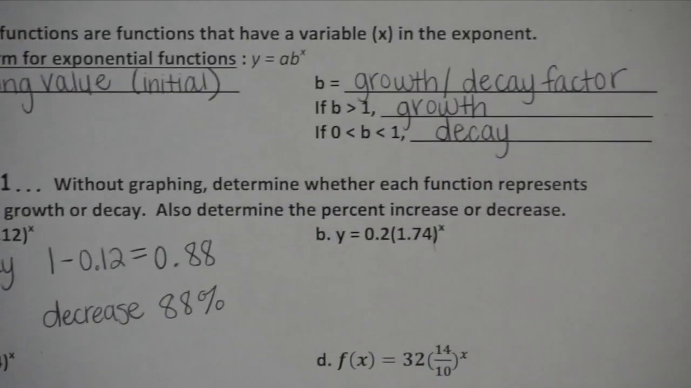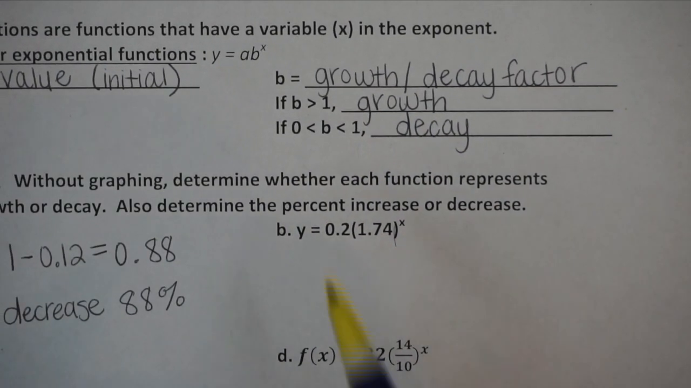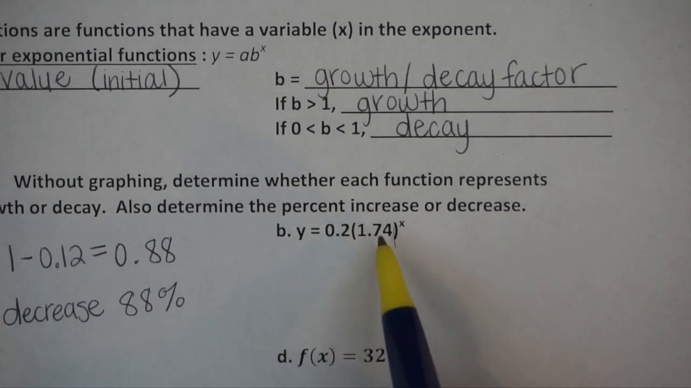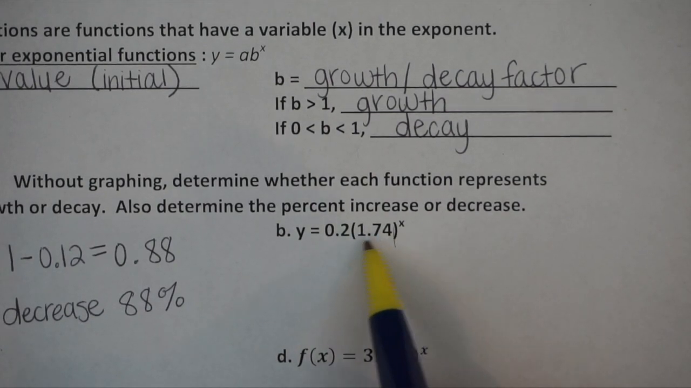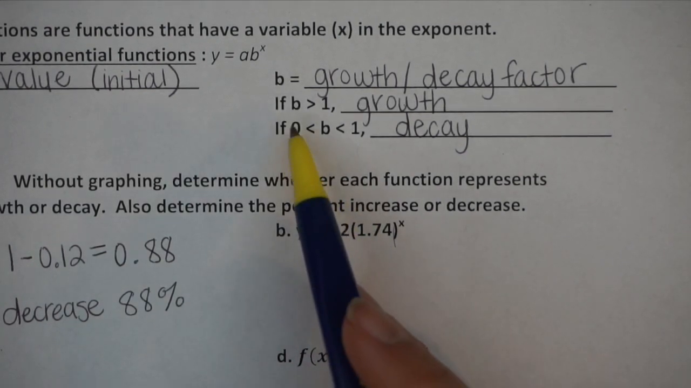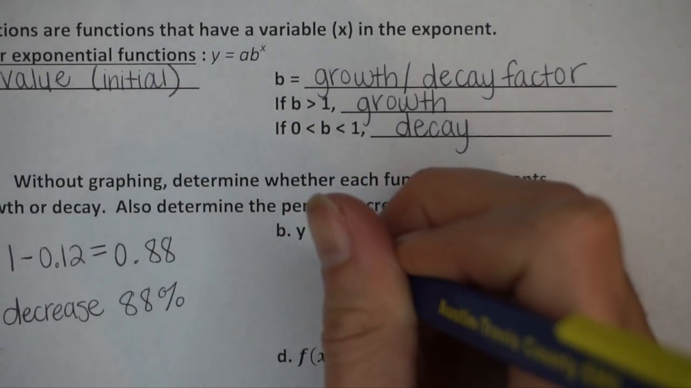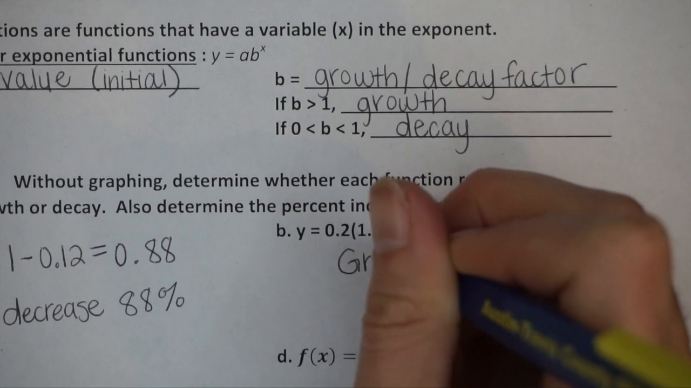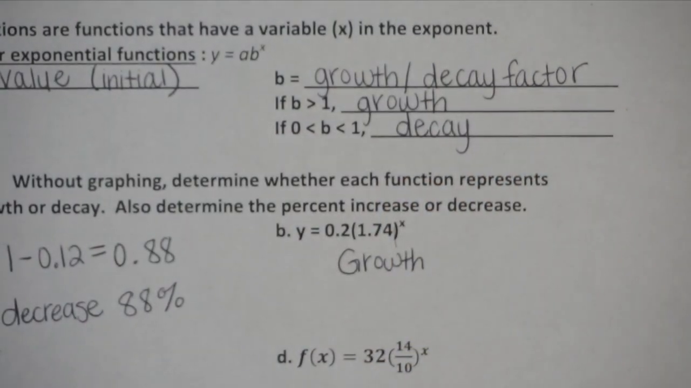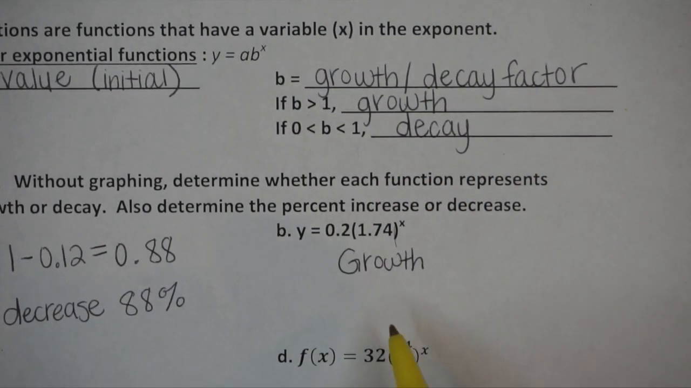Okay, looking at example B, it has a starting value of 0.2. We can see here in the parentheses, that would be the B, in this case, it's going to be a growth factor because B is greater than 1. So we're going to write that it's growth. And we want to know the percentage that it is growing. For growing, you do things the other way around.